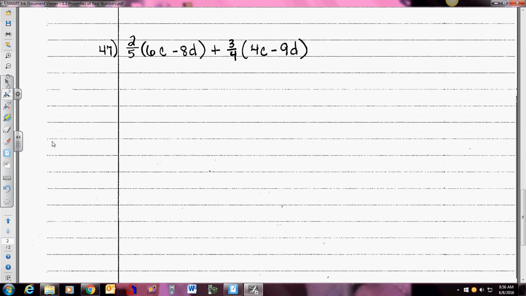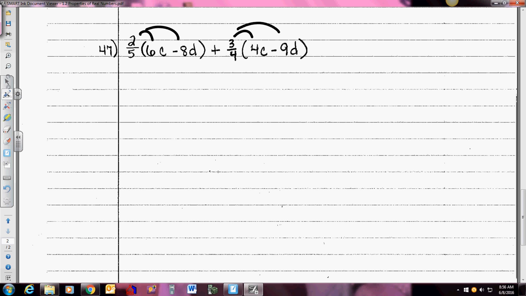Why don't you pause, try this one yourself, follow the order of operations, see if there's anything you can do to get this problem correct. Okay, so on this problem, we're going to do the same thing. We're going to distribute the 2/5 and we're going to distribute the 3/4.